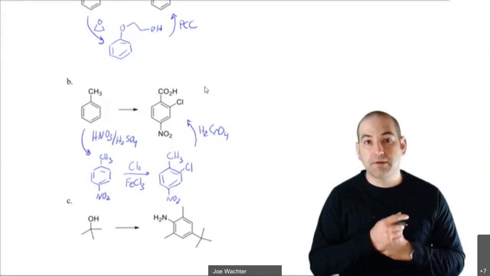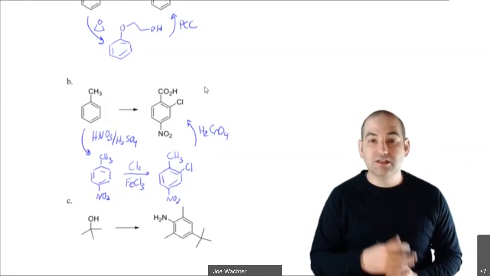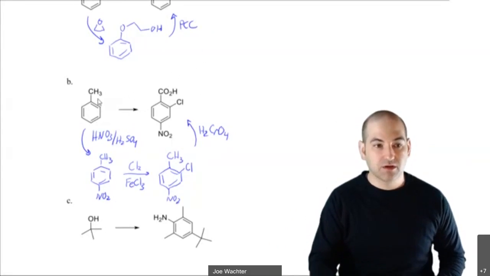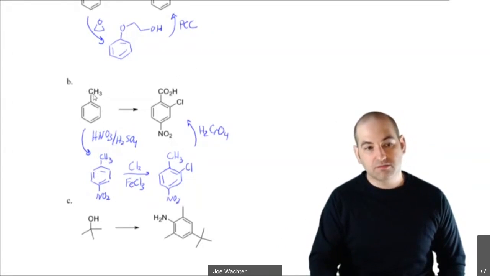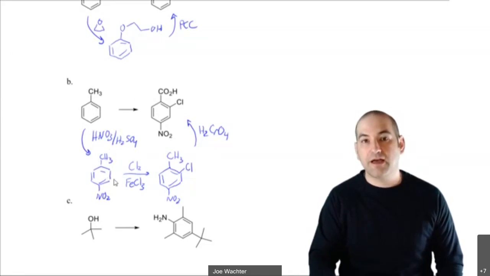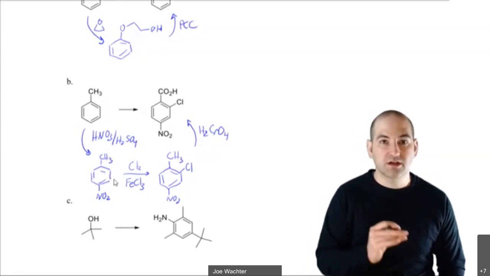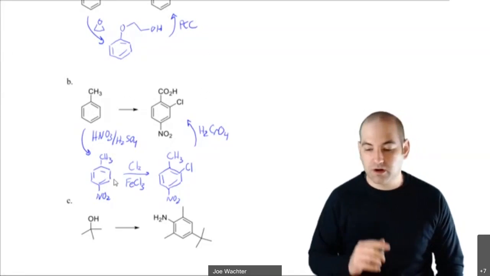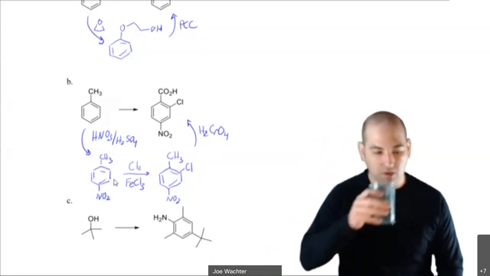So think about each step and where the existing substituents are directing to. Like, if I draw this first and I think, okay, where is methyl directing to? Well, methyl is an ortho-para director, so that means it's directing to the ortho and para positions, favoring the para position because of sterics, because it's less crowded. So I'm going to expect that the methyl group directs the nitro group to the para position. And so I think about that for each step. Where are the existing groups directing the new groups to? Where are they making the new groups go?